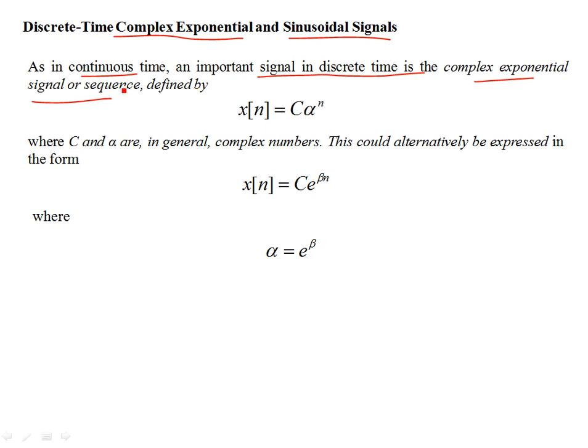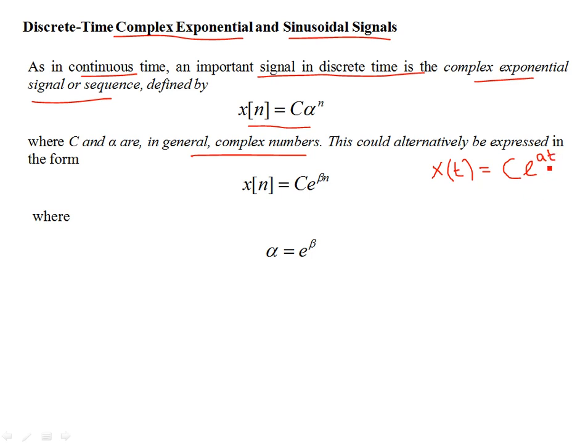discrete, which is defined as x of n equals C alpha to the n, and C and alpha are in general complex numbers. Now, the analogy, if you have to write this discrete sequence in a similar form to what we discussed for the continuous form: if you recall, for the continuous time exponential, we expressed this in the past two videos as some constant C e to the alpha t, or a t. That was the form of the continuous time exponential signals.